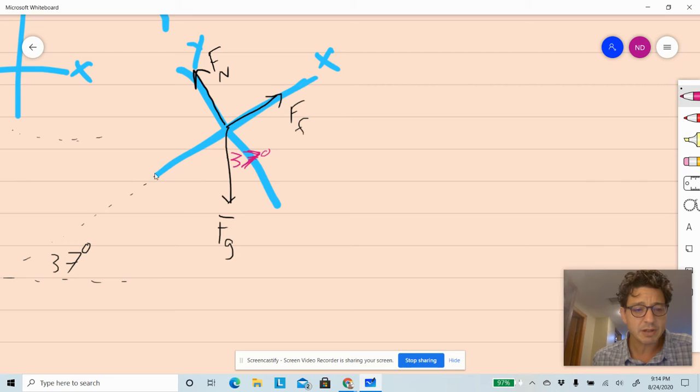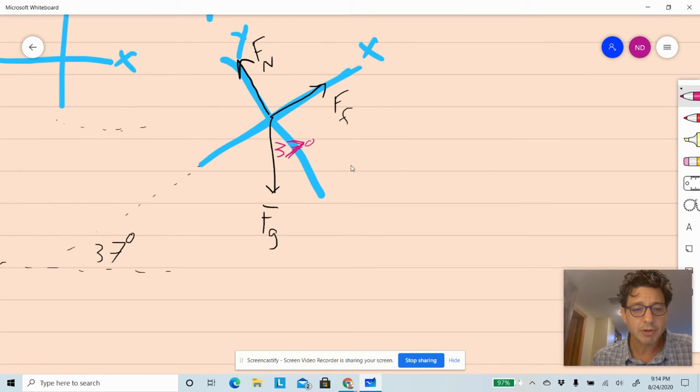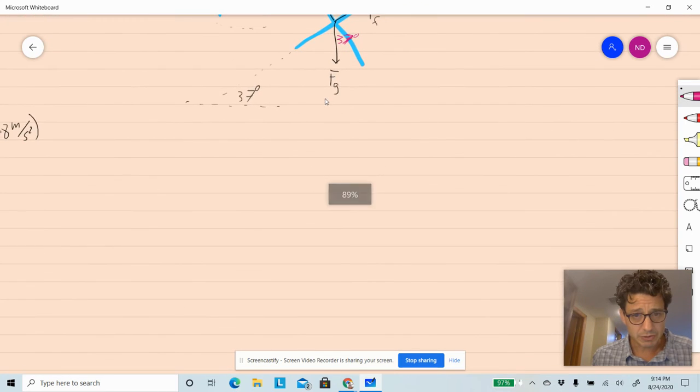Our x-axis is going to be along the ramp. This angle here, 37 degrees from horizontal, that's going to be our x-axis. So the force of friction is along the x-axis. The normal force is going to be along our y-axis. Our y-axis is not straight up and down anymore, not totally vertical. Our y-axis is going to be perpendicular to the ramp, into and out of the ramp. Okay? And now the force of gravity is a little weird. So let's look at that closely.